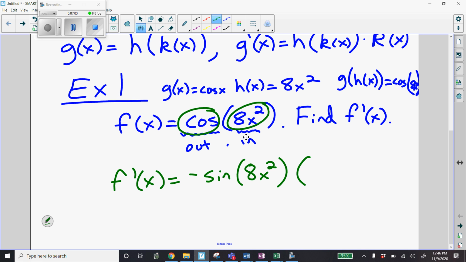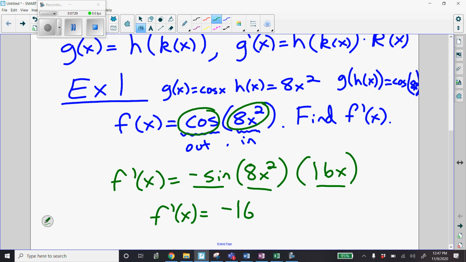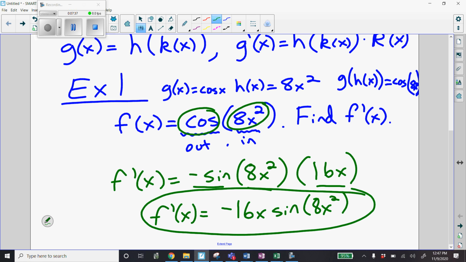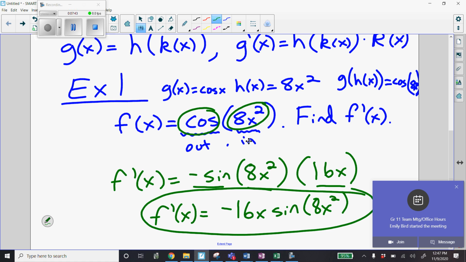The derivative of 8x squared is a simple power rule. That would be 16x. And here I have the derivative of the outside with respect to the inside times the derivative of the inside. Now I'm going to take a second to clean this up. Generally, we write polynomial stuff first, then trig stuff second. So if this was on a multiple choice, it'd probably show up as negative 16x sine of 8x squared. Derivative of the outside with respect to the inside times the derivative of the inside.